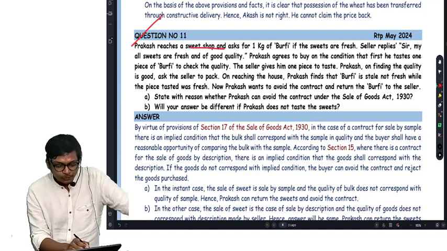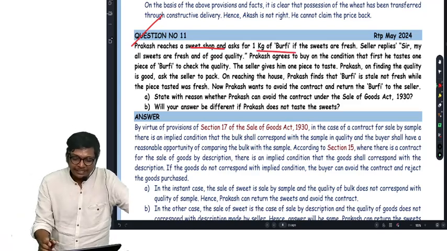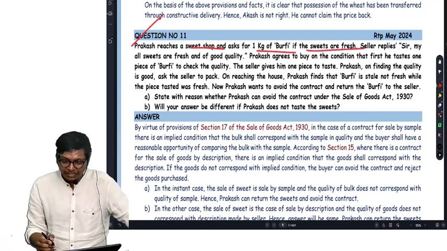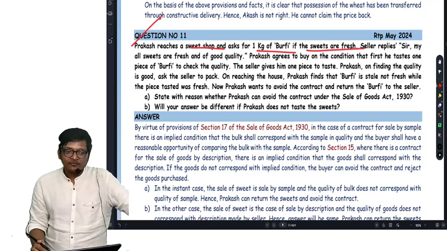Prakash reaches a sweet shop and asks for 1 kg of barfi. He is also asking if the sweets are fresh.